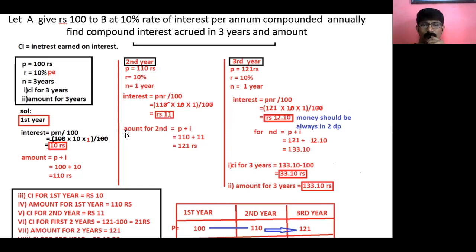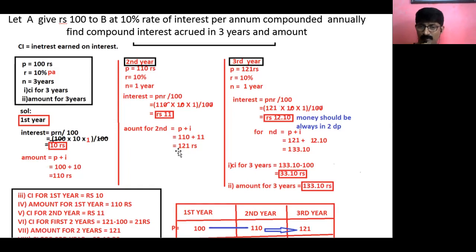Amount for the second year. Look at this. Amount for the second year is what? Principal plus interest. So principal was 110, interest was 11. So 110 plus 11 will become 121. I hope you are understanding, isn't it?